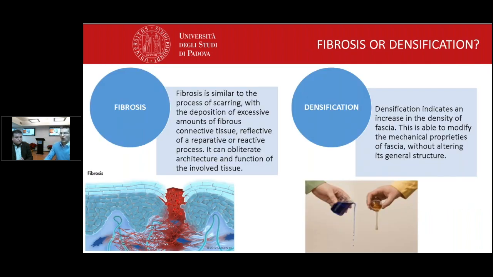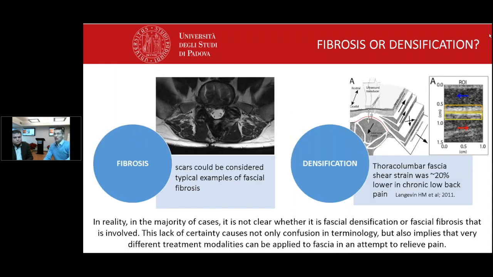Fibrosis, everybody knows, happens after injury. Densification is something very particular. It's an increase of the viscosity of the loose connective tissue. Basically, we can see right here an MRI where you see a scar above the thoracolumbar fascia. On the right, we have a densification. For example, the publication of Langevin showed that people with chronic lumbar pain have a decrease of the gliding between different layers of the thoracolumbar fascia.